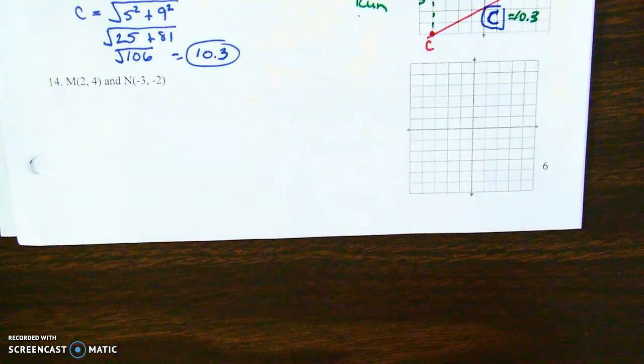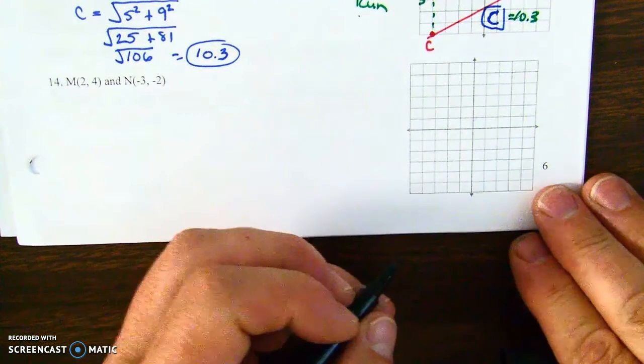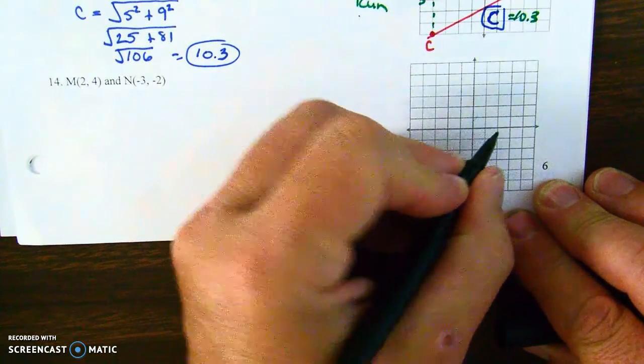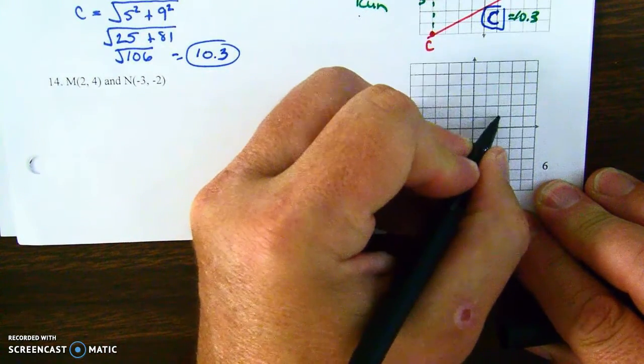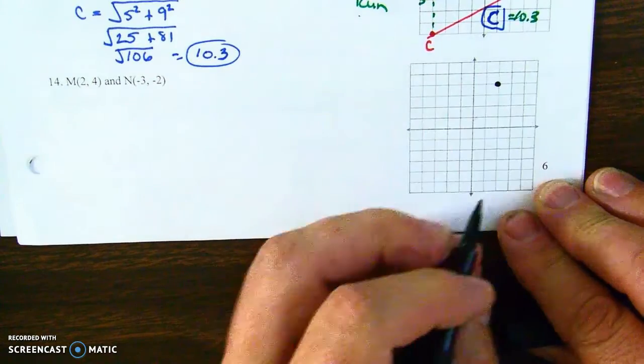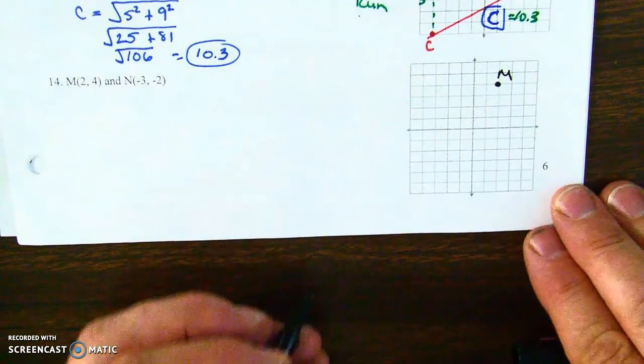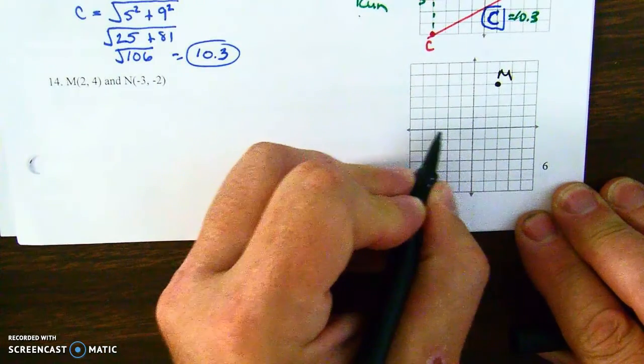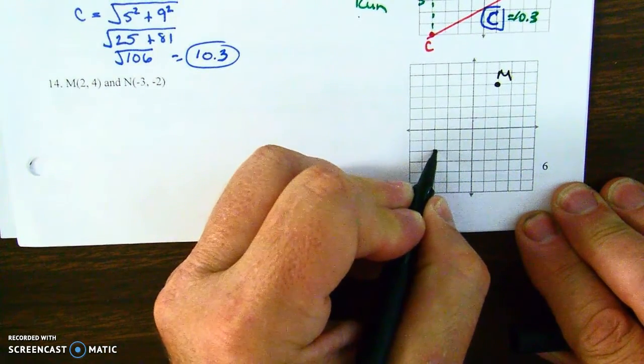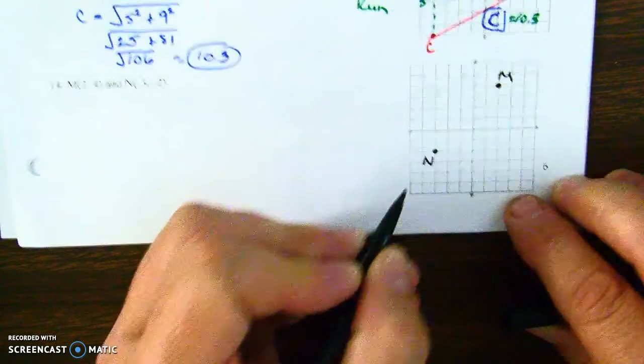Let's go ahead and graph. We'll go with black this time. We'll go 2 and 4. So we'll go 1, 2, up 4: 1, 2, 3, 4. And we'll label this one M. Go to N, which is -3: 1, 2, 3, down 2. And we'll label this one N.